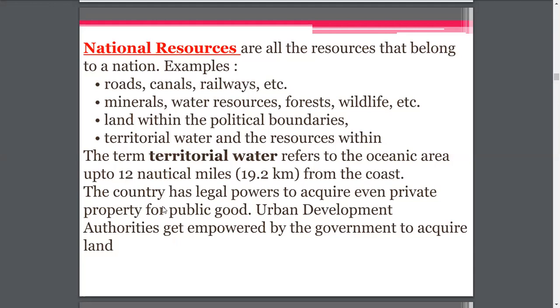So sometimes they pay us, and some people take the payment, and some say that it's for economic development, so we don't want the payment. So these two things are there. But the government has the legal power to ask for our private property also for any type of public good which is going to come.